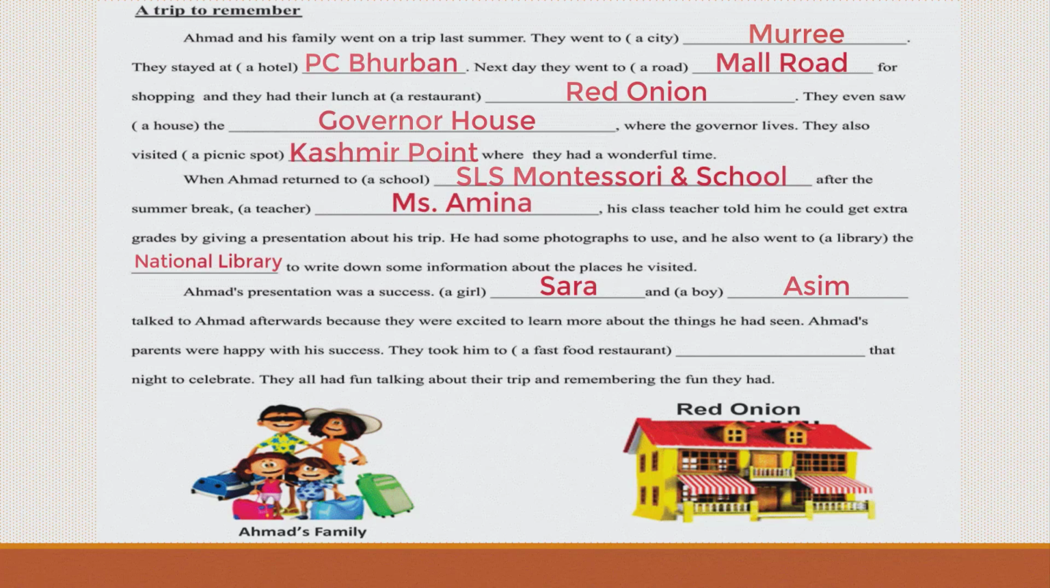Ahmed's parents were happy with his success. They took him to a fast food restaurant. Now, a fast food restaurant, which restaurant? KFC. The special name for the restaurant is KFC. Now, which restaurant? There are so many restaurants, but they took him to KFC that night to celebrate. They all had fun talking about their trip and remembering the fun they had.